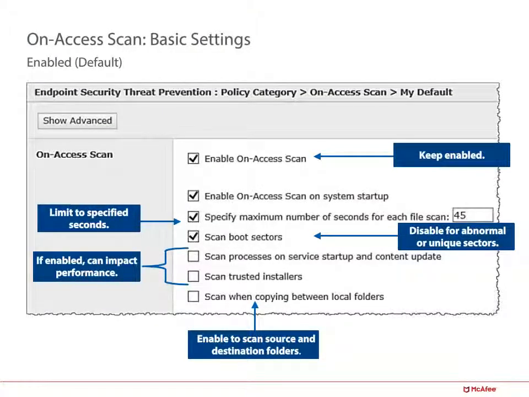To look at the basic settings of the on-access scan, we'll look at what's enabled by default and what's disabled by default. First off, enabling the on-access scan is enabled by default, and we do recommend that you keep that enabled, otherwise the ENS scanner is not going to be scanning.